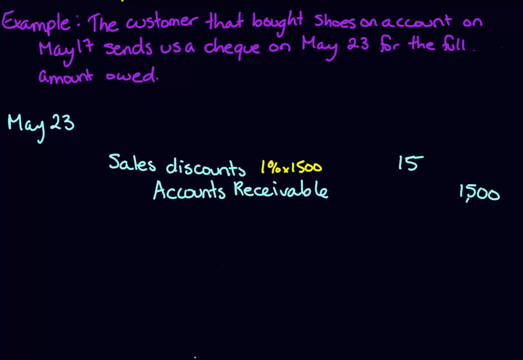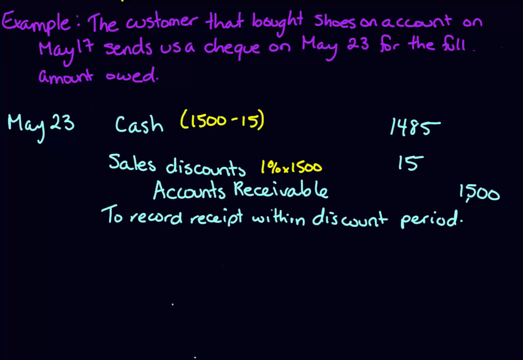The last account is the cash that we're receiving from our customer, and that's going to be the difference between the accounts receivable amount and the sales discount that we're granting. So the cash we're receiving from our customer is $1,485.